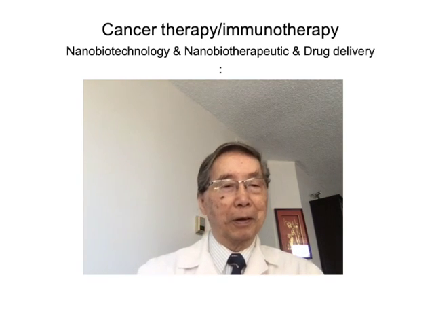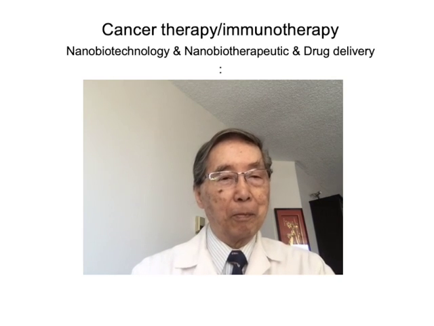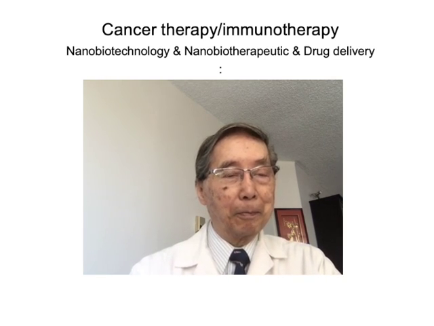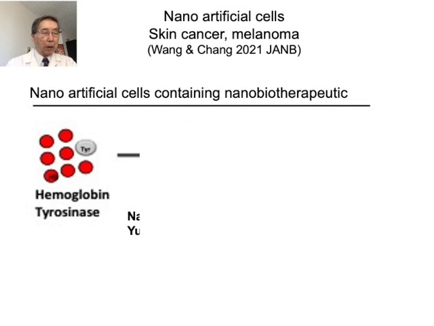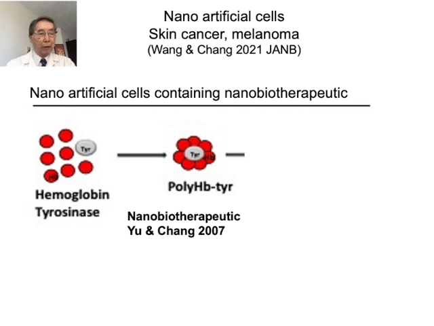Okay, let's move into the next topic, cancer therapy and immunotherapy. We use artificial cell for the treatment of a skin cancer, melanoma. This is based on nano-artificial cell containing nanobiotherapeutic. What we do is that we have hemoglobin and tyrosinase. We're crosslinking them together to form nanobiotherapeutic.